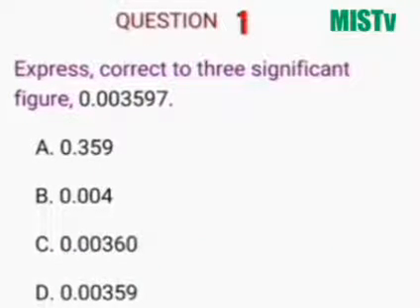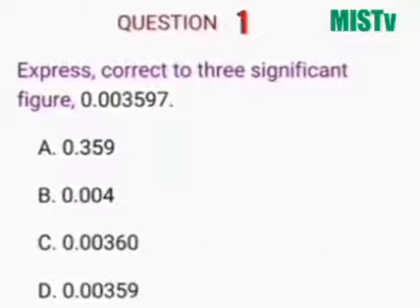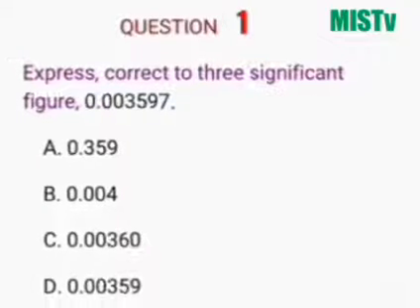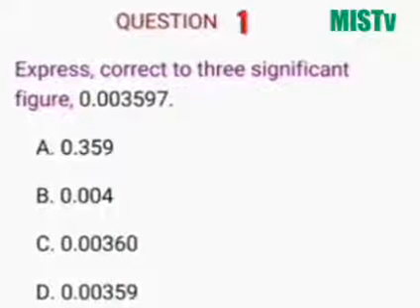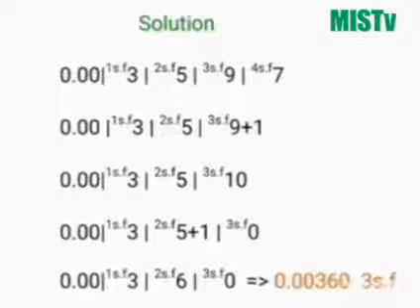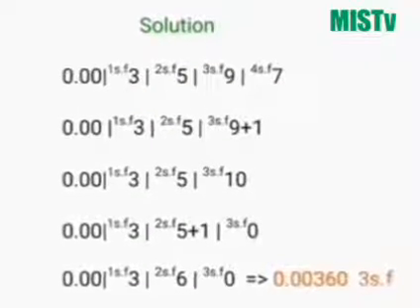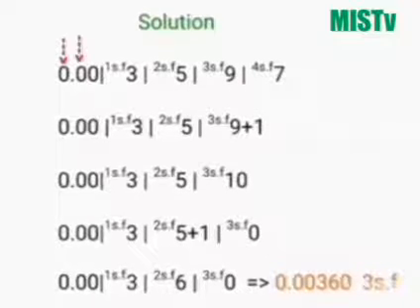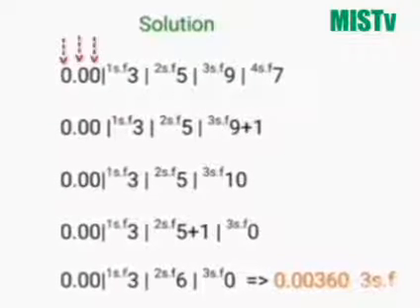Example 1, it says express correct to three significant figures 0.003597. Students, when correcting significant figures, always have this in mind: the 0 is not significant except when it is found between other digits.